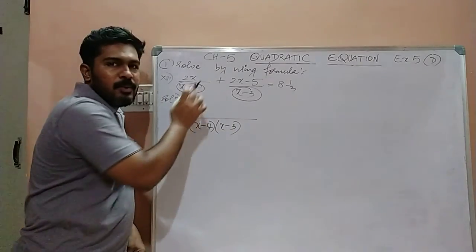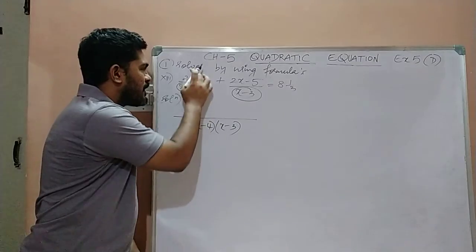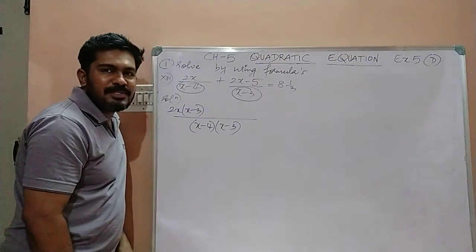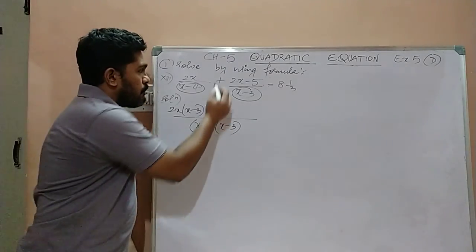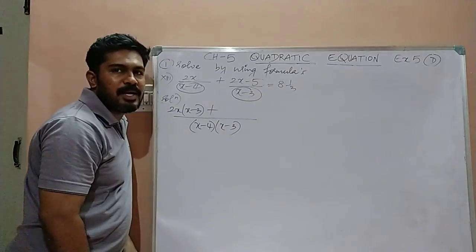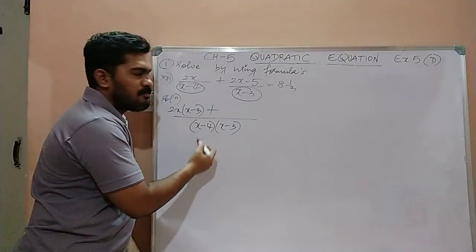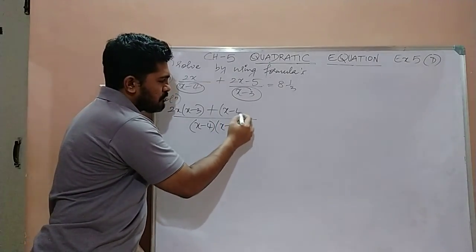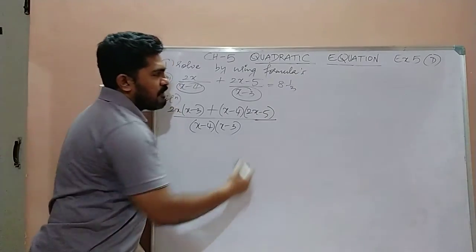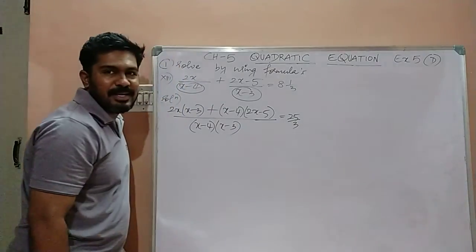Take the LCM, divide it with x minus 4. X minus 4 gets cancelled. X minus 3 will get multiplied with the numerator 2x. So it becomes 2x into x minus 3. Put this plus sign. Now again take the LCM, divide it with x minus 3. So x minus 3 gets eliminated, and what is remaining? X minus 4. That will get multiplied with what? The numerator 2x minus 5. Correct? Which is equal to 25 by 3.